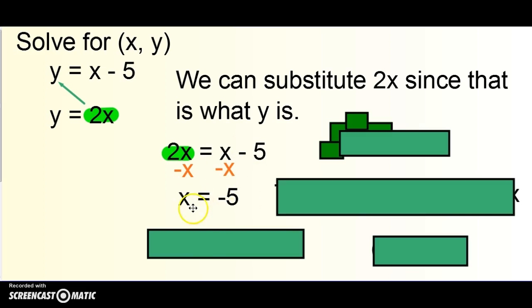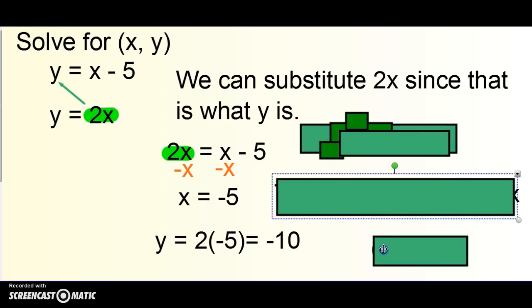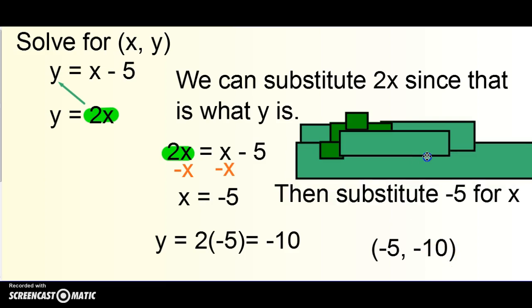So now we know what x is. We can take this negative 5 and plug it in right here with this x, because we're saying x is negative 5. Well, 2 times negative 5 is negative 10. And so the answer that makes both of those equal is negative 5 for x, negative 10 for y. And here it just said your next step, and I verbally said that.